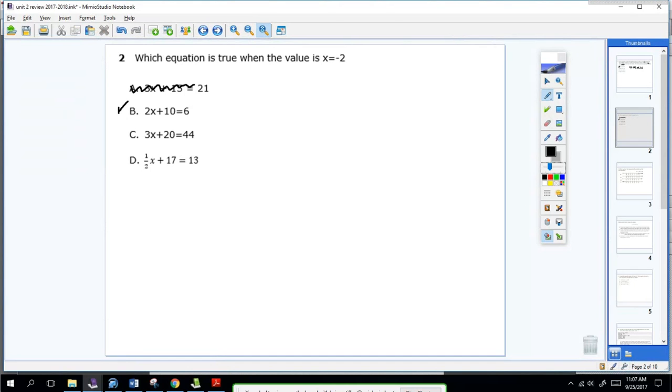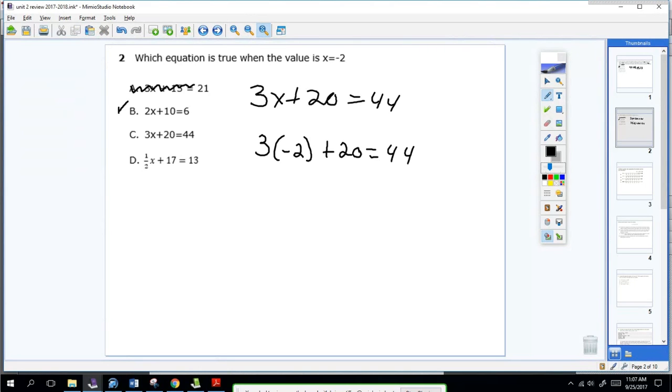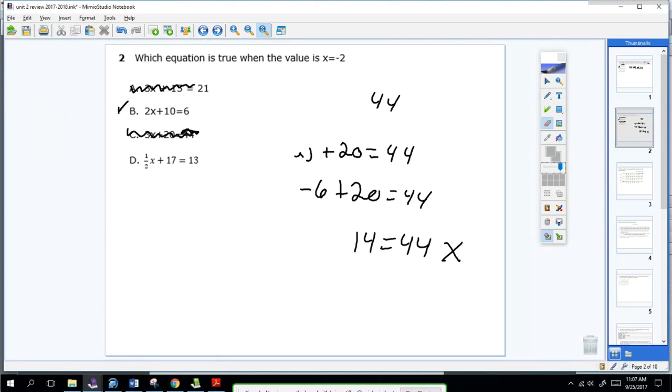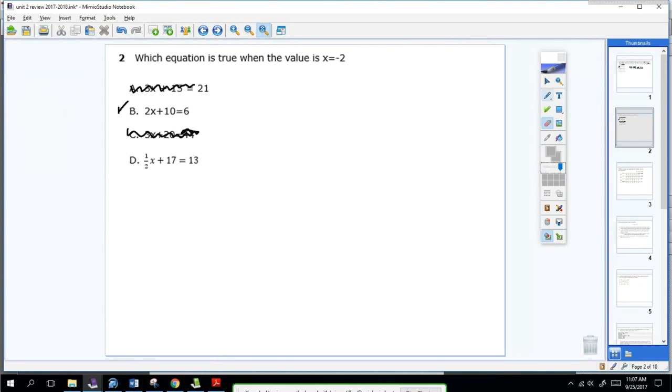C is 3x plus 20 equals 44. So you're going to do 3 times -2 plus 20 equals 44. Well, 3 times -2 is -6 plus 20. So -6 plus 20 is a positive 14. 14 does not equal 44. So C is wrong.